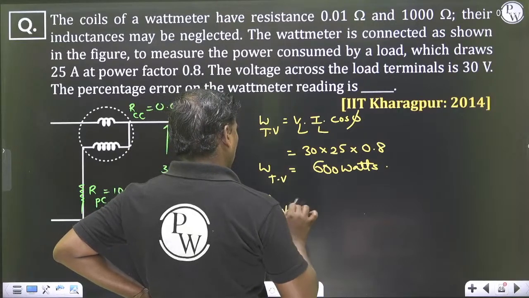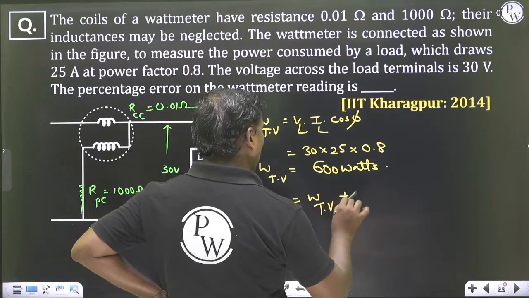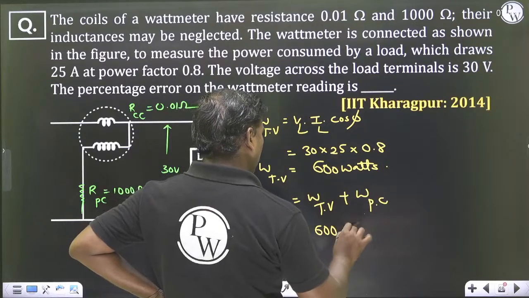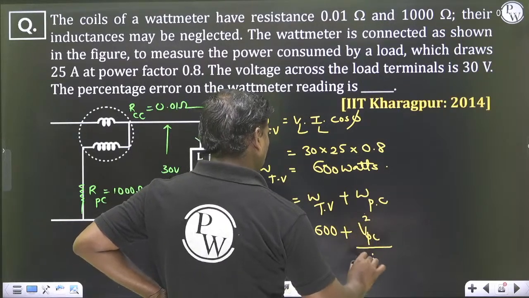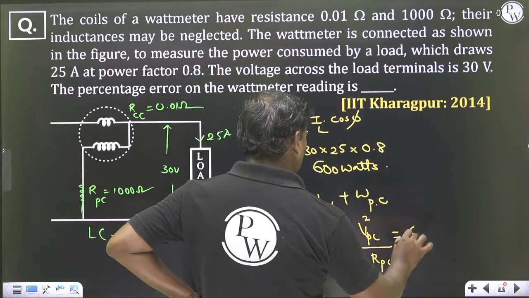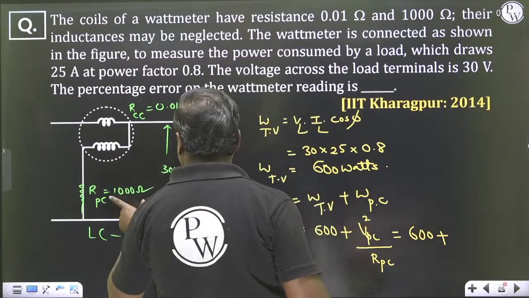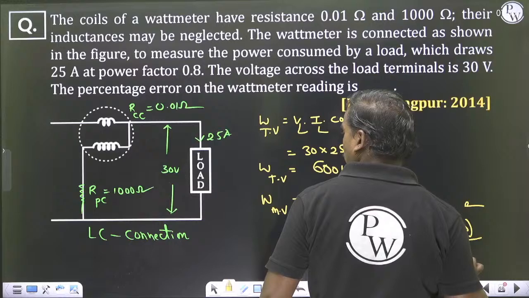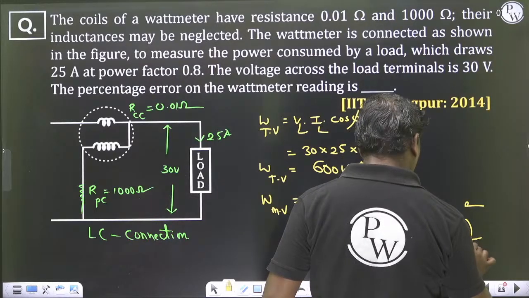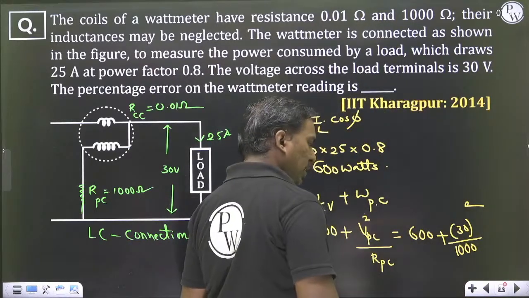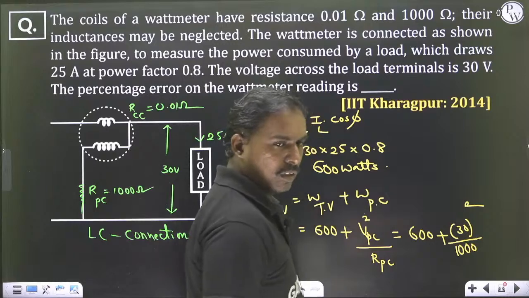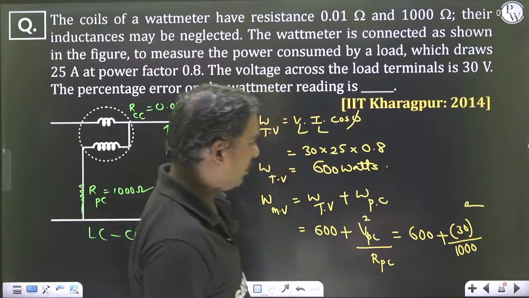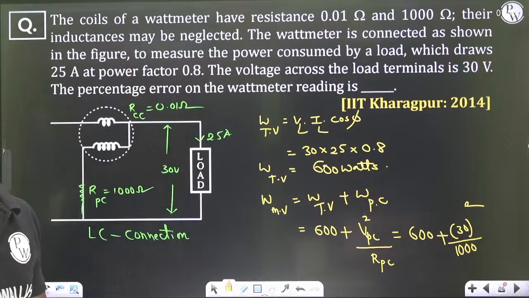Measurement value is true value plus power consumed by the pressure coil. This is 600 plus V square by resistance, that is same voltage रहेगा, 30 square divided by 1000, 900 by 1000, 0.9, so 600.9.